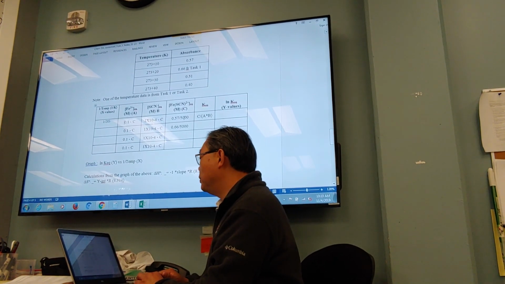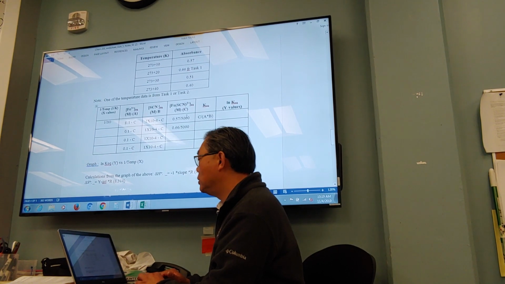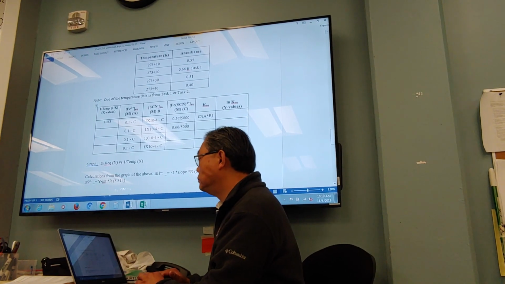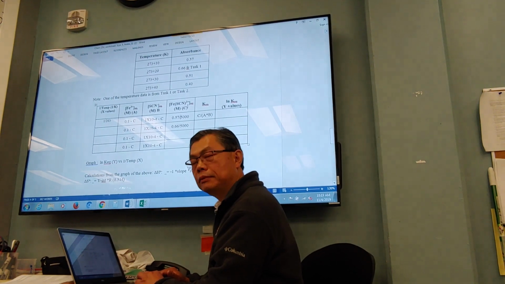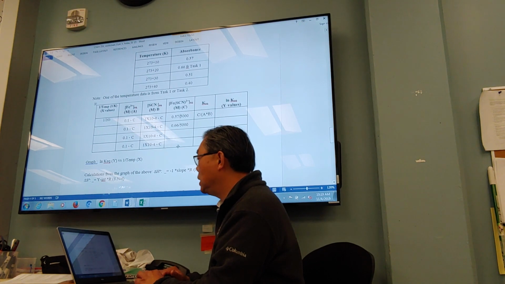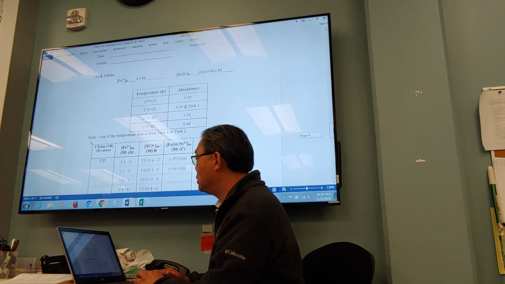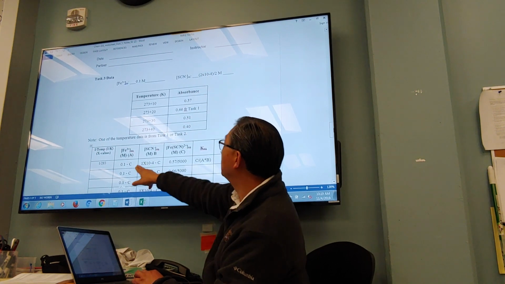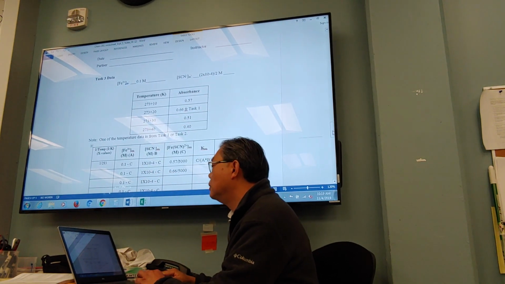Now, then you have your absorbance. Each one you divide by 5,000, or the slope of the graph from task 1. Then you have this column C. And then your thiocyanate equilibrium concentration would be 2 times 10 to minus 4 divided by 2, so it's 1 times 10 to minus 4.